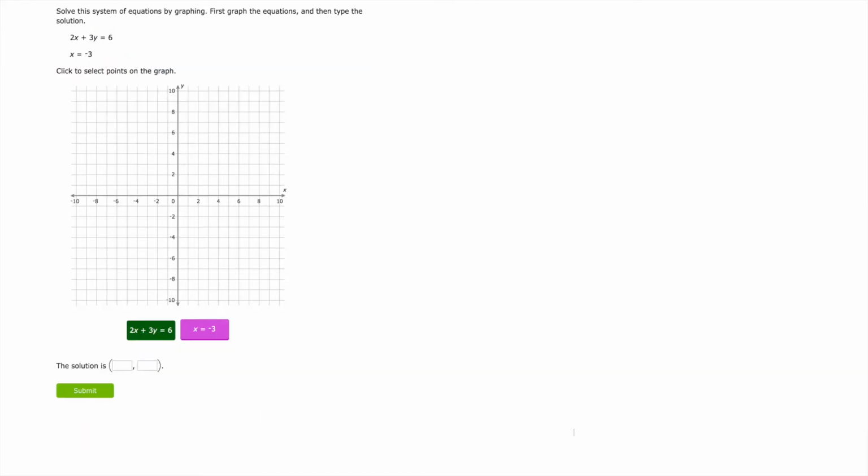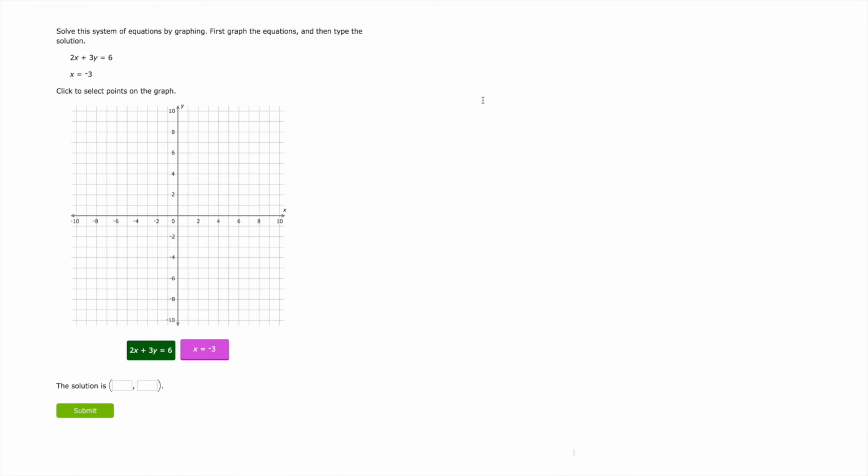Okay, so this one is saying to solve the system of equations by graphing. What does it mean to solve the system of equations? The system means that you have two equations, right? So you got these two right here, and to solve them by graphing means you graph one of them, and then you graph another one, and the point of intersection is a solution. So let's say they intersect at 3, 2, then that's the solution.